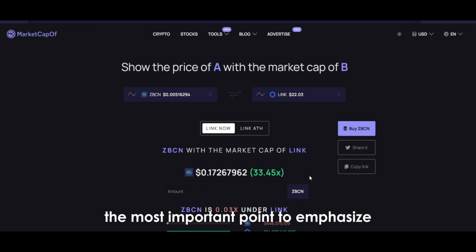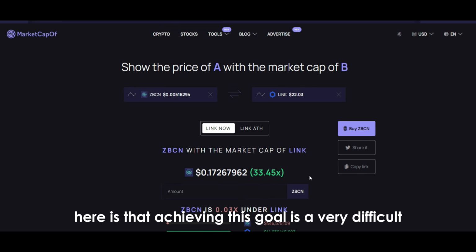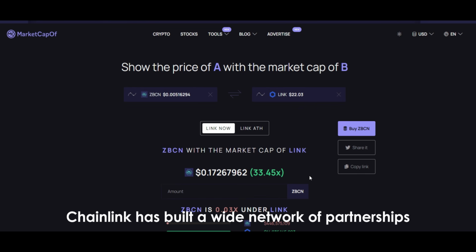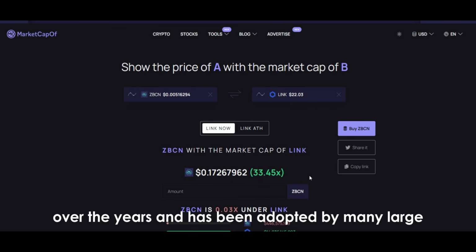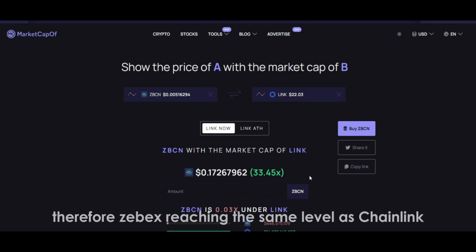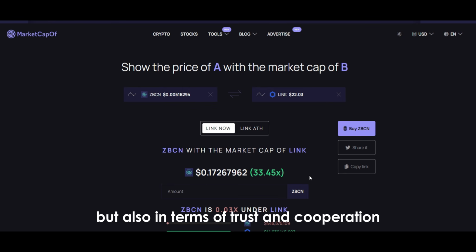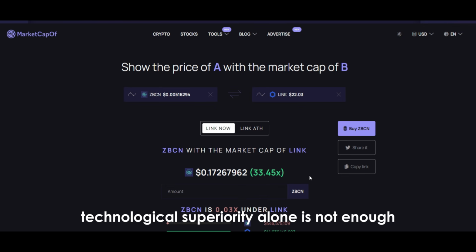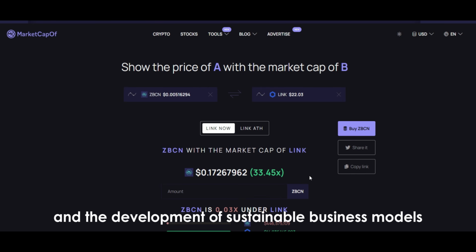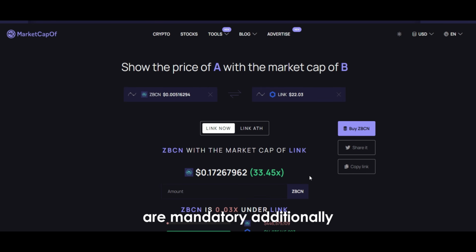However, the most important point to emphasize here is that achieving this goal is a very difficult, long, and complex process. Chainlink has built a wide network of partnerships over the years and has been adopted by many large institutional investors and blockchain projects. Therefore, Zebec reaching the same level as Chainlink, not only technically but also in terms of trust and cooperation in the sector, requires a great struggle. Technological superiority alone is not enough. Strong ties with various ecosystem stakeholders, compliance with sector regulations, and the development of sustainable business models are mandatory.